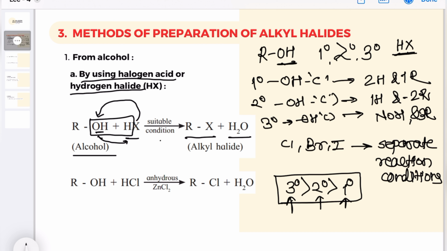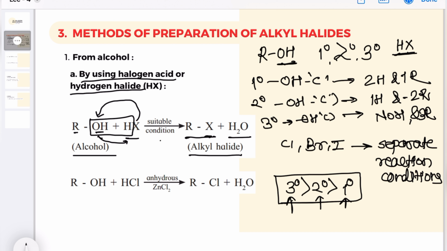So what happens in this? The remaining parts are R and X. R is the symbol of the alkyl group, X is the symbol of the halide. So this is the preparation of alkyl halide from alcohols, and what is the remaining? OH and H combine to form the water molecule.